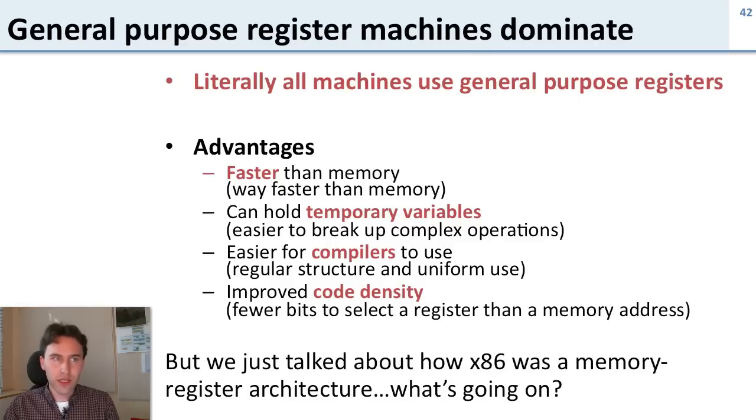So I just told you that all processors today use general purpose registers, but we spent a while talking about how x86 is a memory to register architecture. So what's going on here? Am I tricking you in some way?